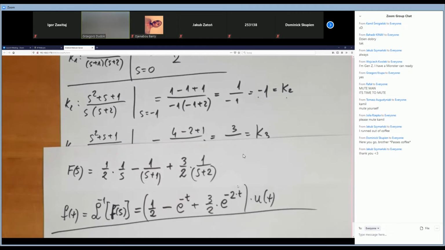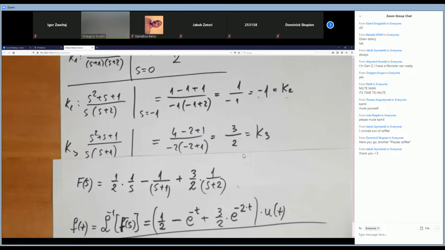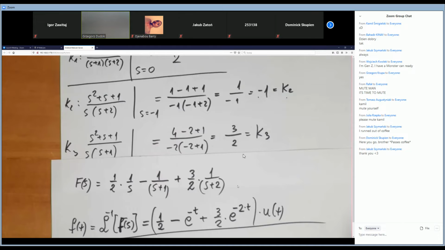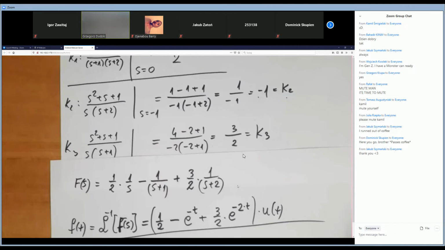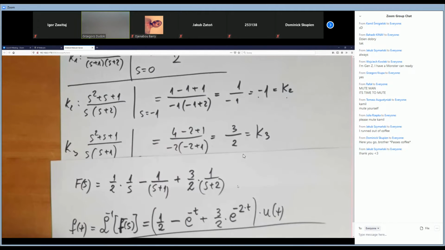Great. So we've got the first. I think it's enough for the simple poles examples. It is not so hard, I think. Great. So now we have to go to the next type of the Fs function, which has multiple poles.